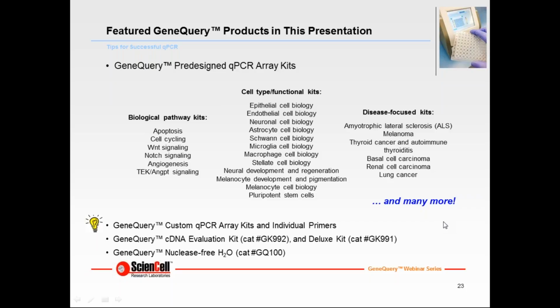One question that we have is, can you change the housekeeping genes that are included in the kits? And yes, you can. The kits are fully customizable, and you can change any of the genes that are included in the kits, actually, or you could build your own from scratch. There's a separate tab for that on the GeneQuery main page. And for a limited time, there's actually no extra cost to customize any of our kits either.